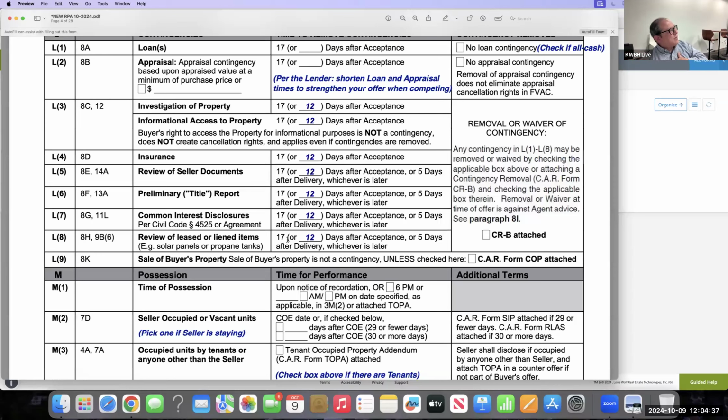So when I'm interviewing a seller on a listing appointment, I'm asking them about their solar. Can I get a copy of your solar agreement? Because I want to read it. Is it transferable? How does that work? Does the buyer need to apply? So that has to happen ASAP.